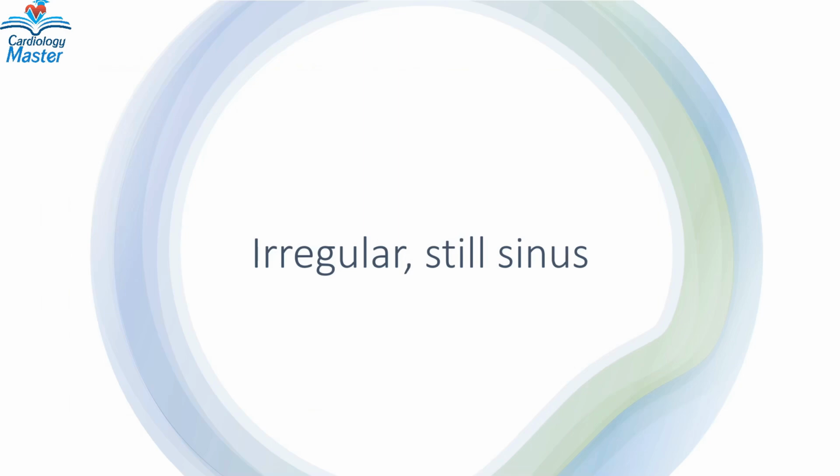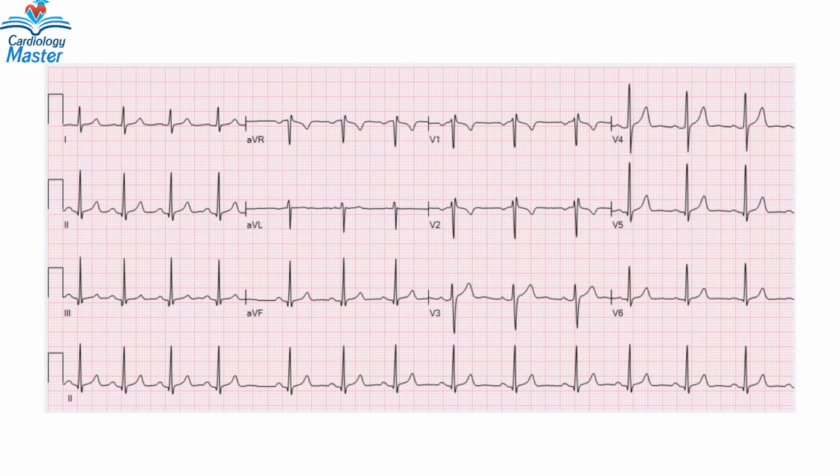The patient can still be sinus, but it could be irregular. Let's have a look at this example. What happened here? Is it sinus? Yes, it's a positive P wave in 1, 2, and AVF, negative in AVR. The PR interval is constant wherever you go. The PR interval here is constant. But you can notice something, that it is irregular.